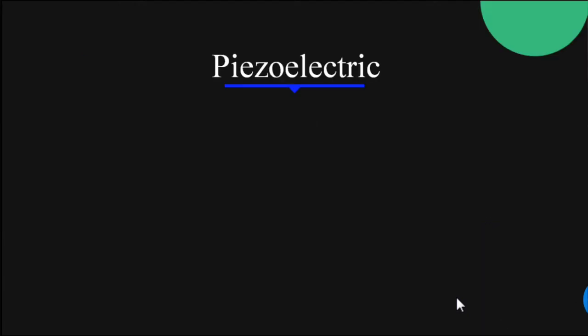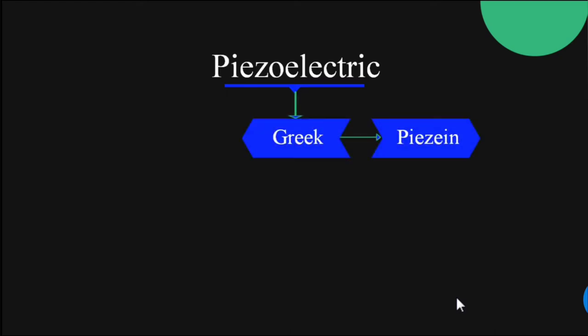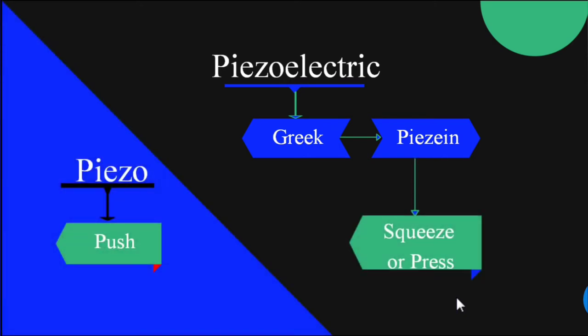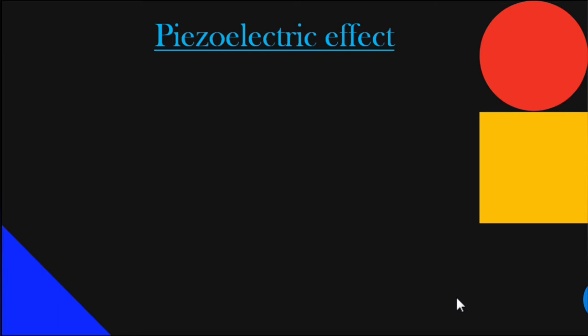This oscillator works on the principle of piezoelectric effect. The word piezoelectric is derived from the Greek word piezein, which means to squeeze or press, and piezo, which is Greek for push. And obviously electric means electric field. Now let's see what is the principle of piezoelectric effect with its brief history.